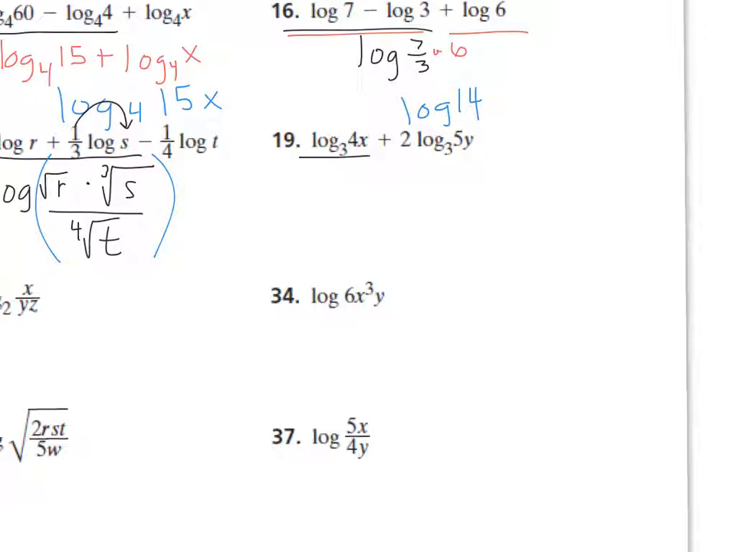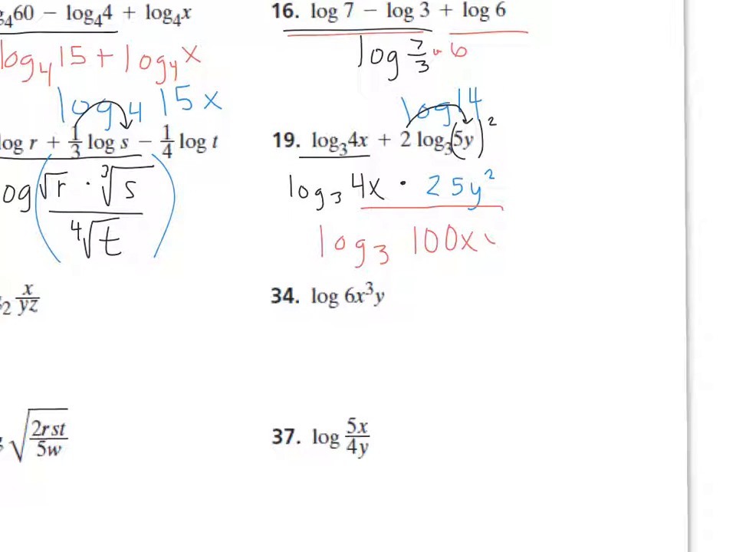this part is going to break up into log base 3 of 4x plus, so you're going to multiply it by this whole quantity is going to be squared. So make sure you square the 5 and the y. So if I square the 5 and the y, it's going to be 25y squared. So now I'm going to simplify this part. This turns into log base 3 of 100 xy squared.